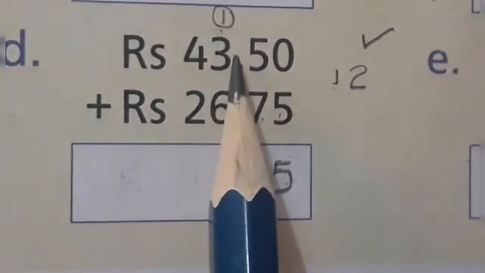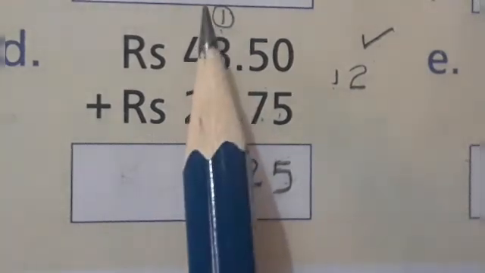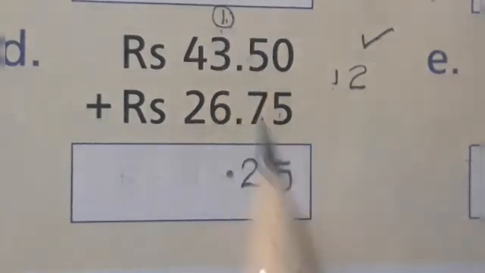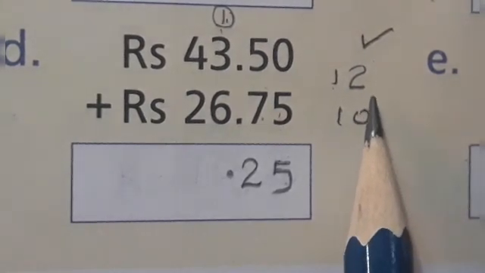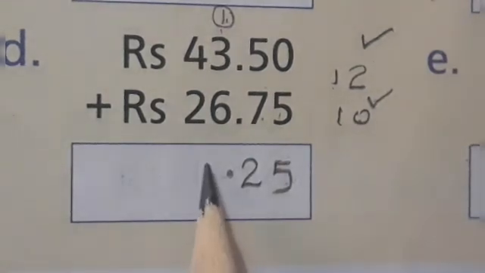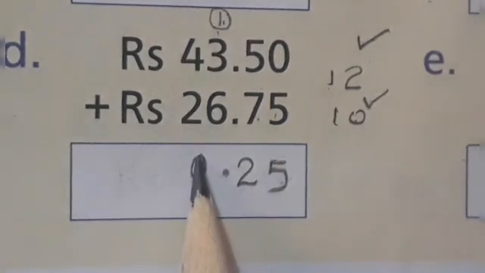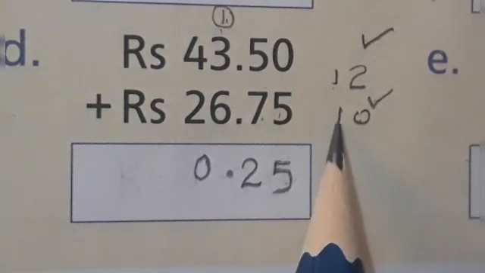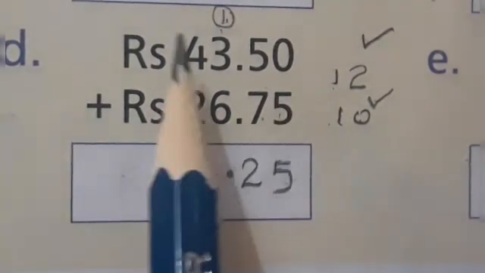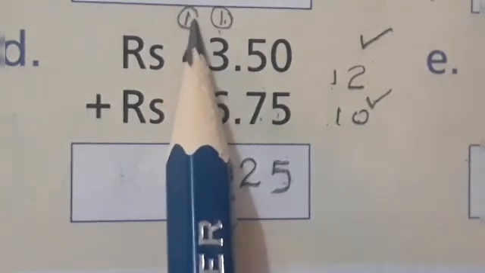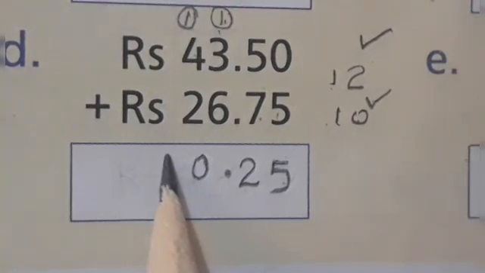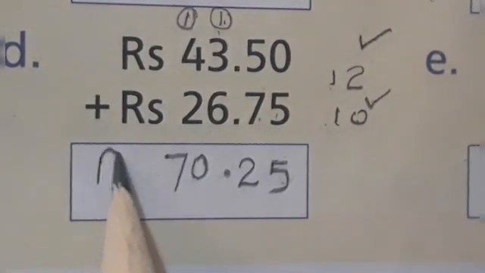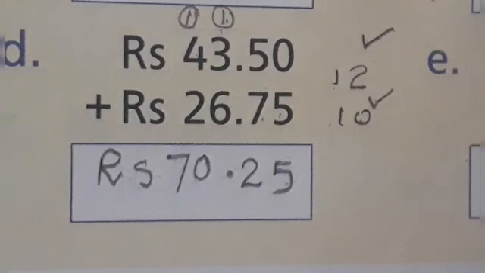And then 6, 7, 8 and 9. 6 and 3 is 9, and 9 and 1, again 10. So we will choose the right digit, which is 0. We will write 0 over here, and 1 is written on the left side, so we will move it to the left side number. 4 and 2 is equal to 6, 6 and 1, 7. So our answer is rupees 70.25.